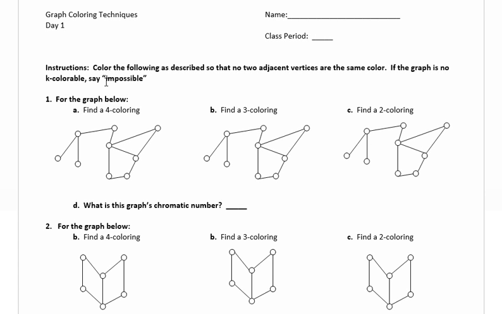So you're going to have compatible. So it says, color the following as described so that no two adjacent vertices are the same color. And if it's not K color, say impossible. So you're going to use 4 colors and then 3 colors and then 2 colors. And if you have one that isn't possible, you'll just cross it out or say impossible. And then the chromatic number would be the fewest number of colors you actually need.